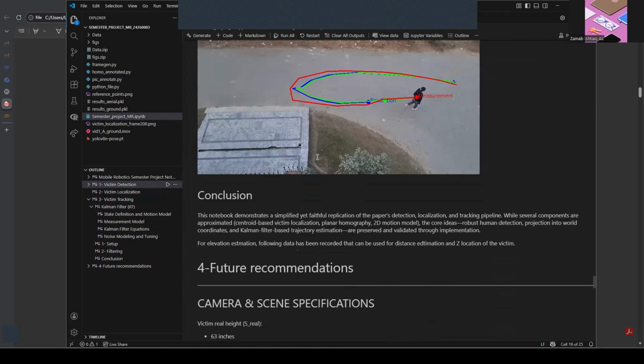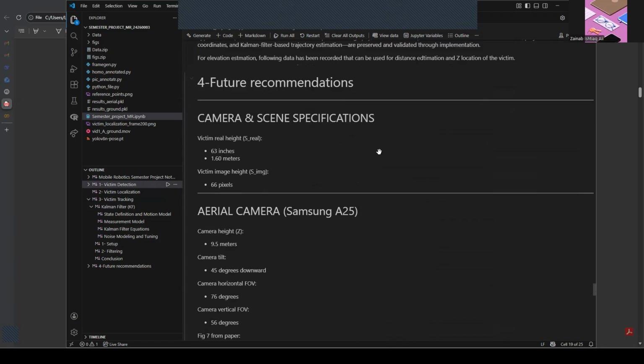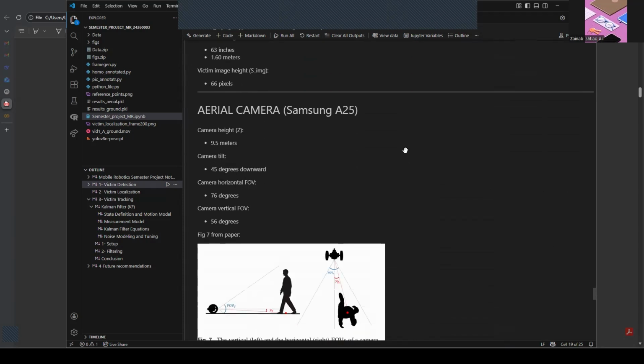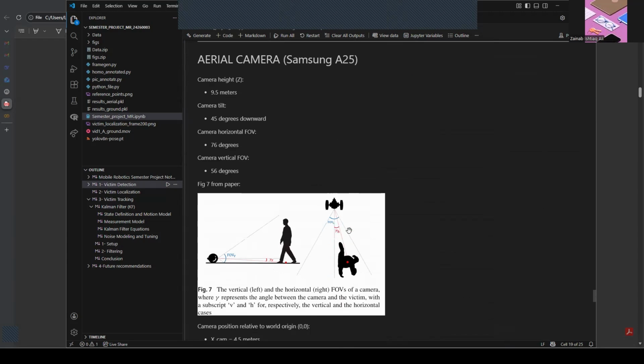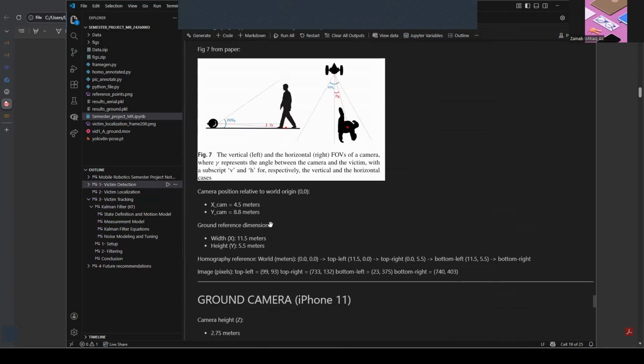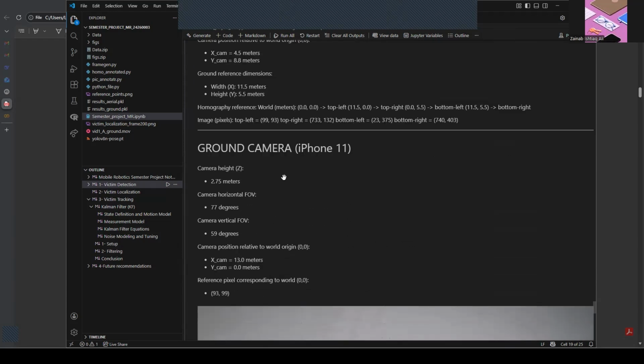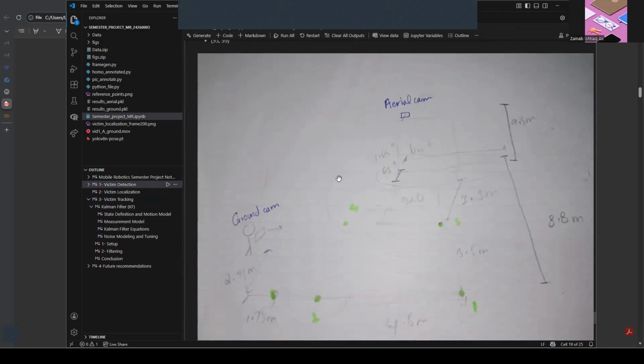Another aspect that the paper actually covers is a Z frame as well, which will tell you how far away a person is from the aerial camera. For that, I have actually also obtained different specifications. So for example, the length of the victim in inches, and then the actual length, as well as the camera specs that I used. So field of view, horizontal and vertical for both the cameras, and then their distances from various reference points that can be used for future work.